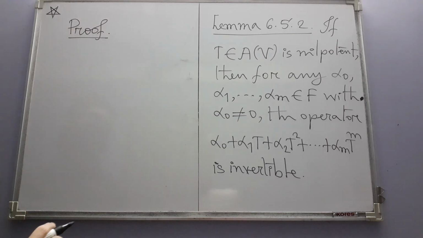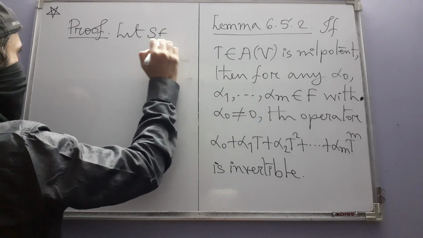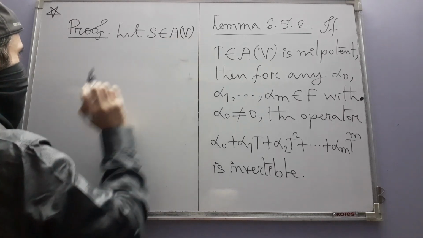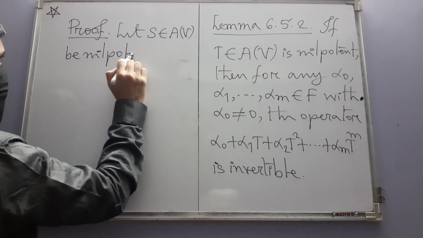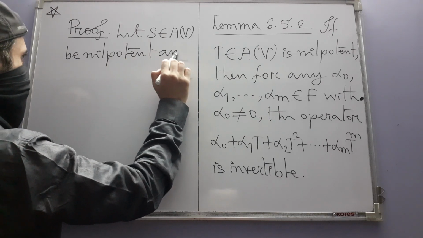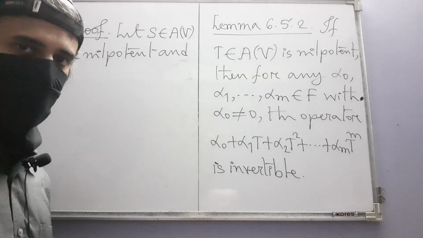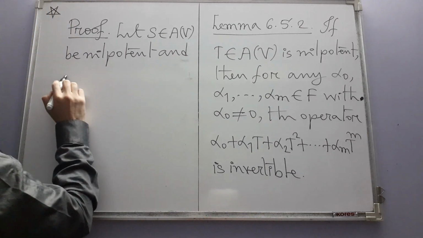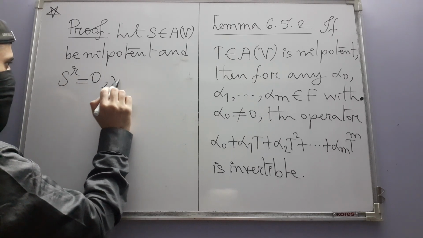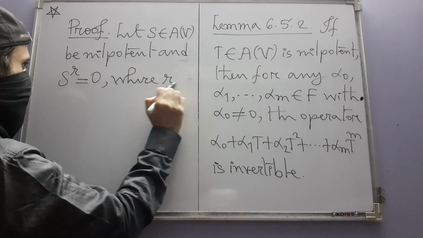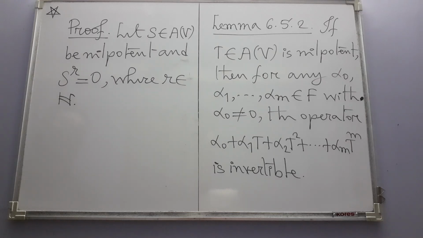The proof starts by noting this. Let S be an operator on V, be nilpotent, and because S is nilpotent, some power of S is going to be 0. That's the definition of nilpotence. Say S to the power R is equal to 0, where R is a positive integer, a natural number. Okay.